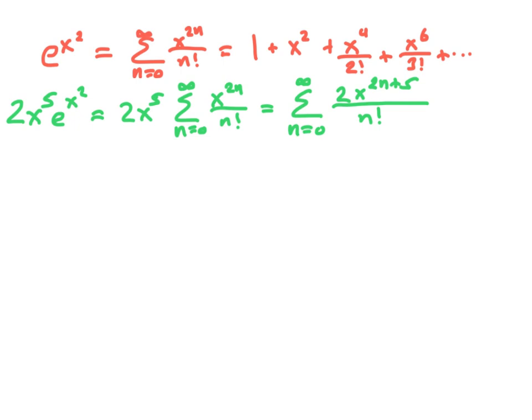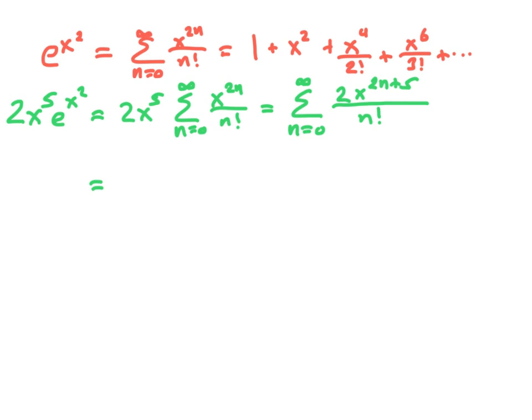So the general term of our Maclaurin series for our function 2x to the fifth e to the x squared is going to be 2 times x to the 2n plus 5 over n factorial. If we wanted to write out several terms of this, we can either evaluate this Maclaurin series formula for n equals 0, 1, 2, 3, etc., or we can take the Maclaurin series for e to the x squared and multiply each term by 2x to the fifth.